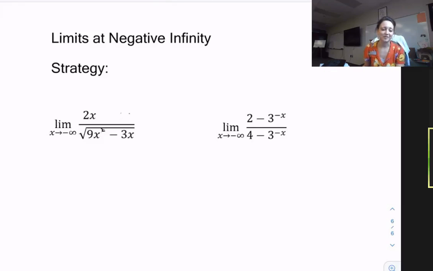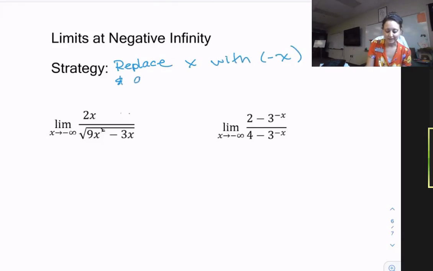All right, here is our final example. Now, what about limits at negative infinity? So our strategy here is going to be to replace any x with parentheses negative x, and then apply the normal limit. Okay, so good old Bobo Botten.